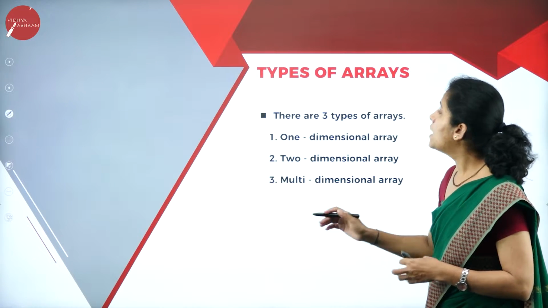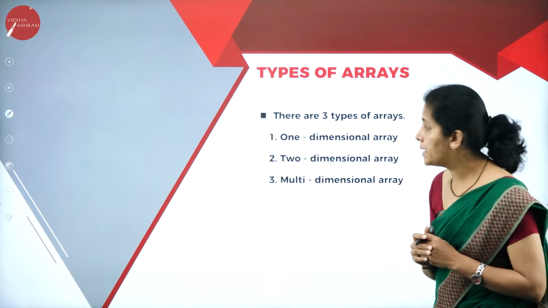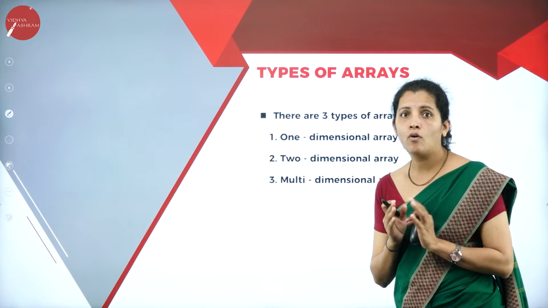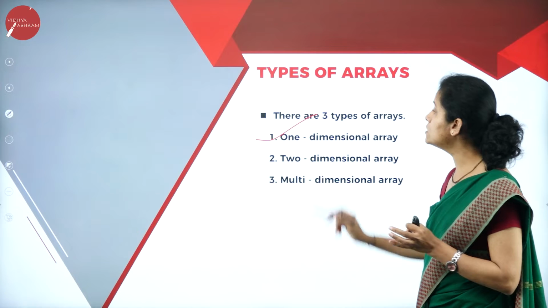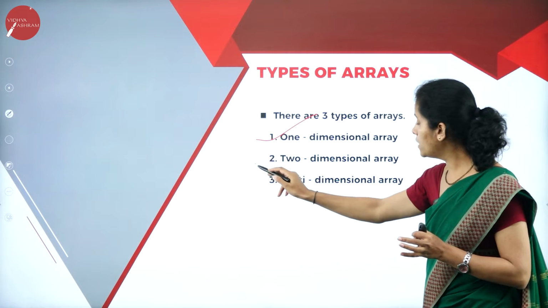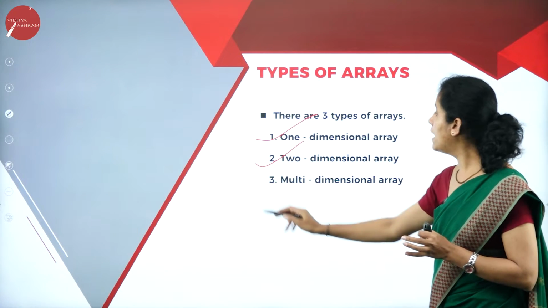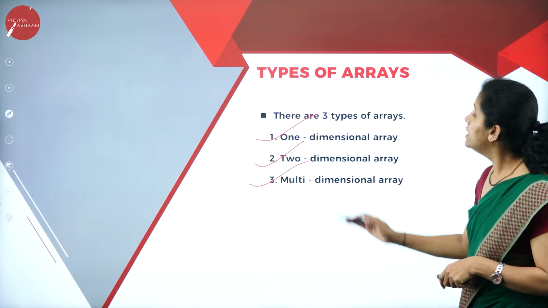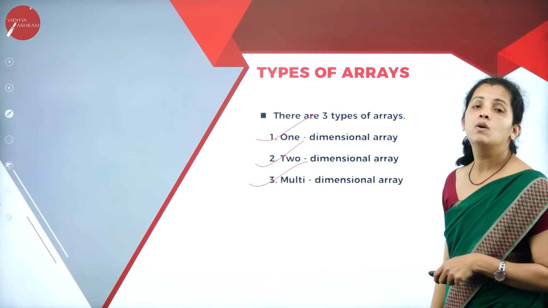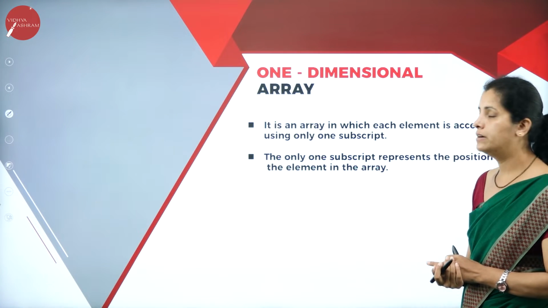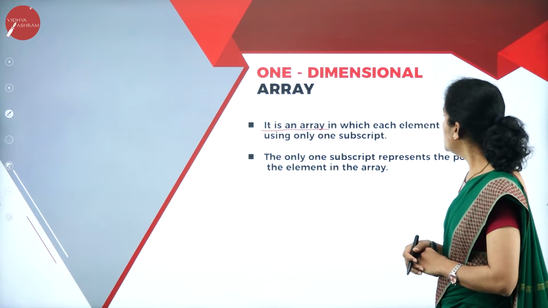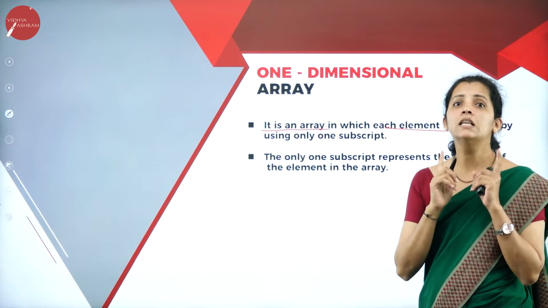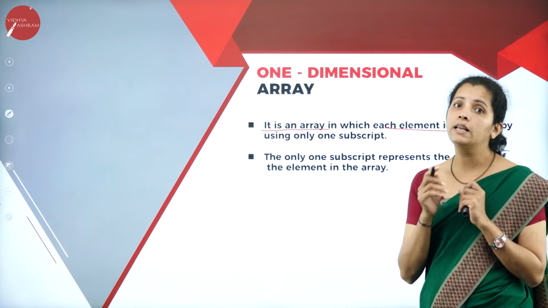Moving further, I'm going to have the type of array. So here I'm going to have three different types of array. First one is one dimensional array, second one is two dimensional array, and third one is multi-dimensional array. Let me explain one dimensional array first. It is an array in which each element is accessed by a single index.